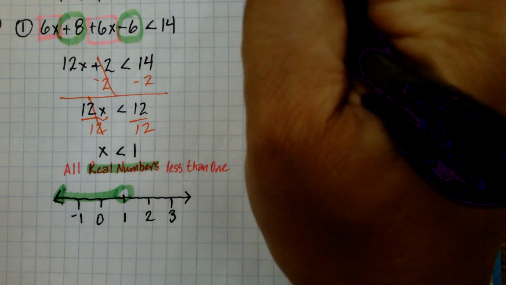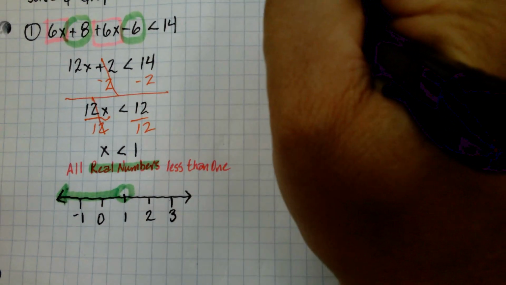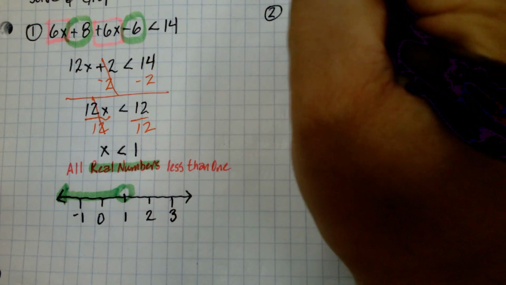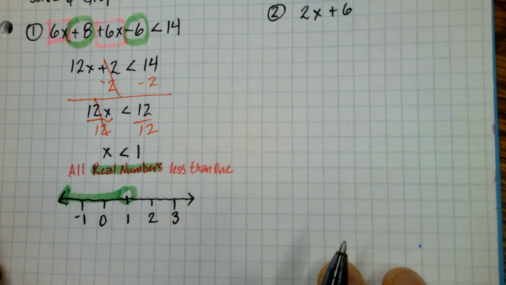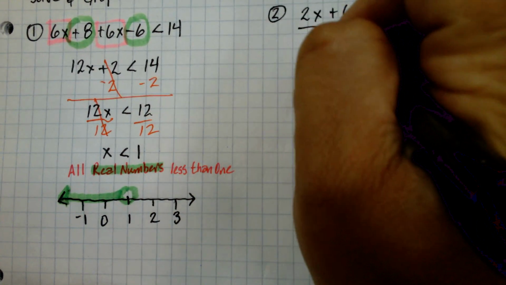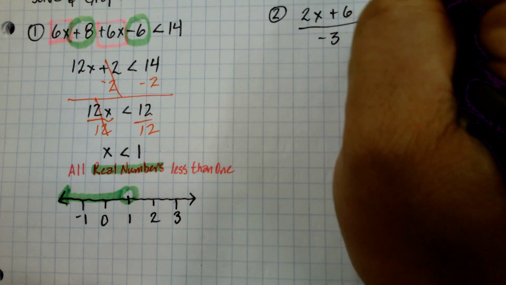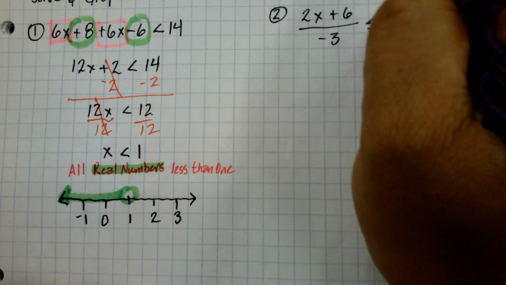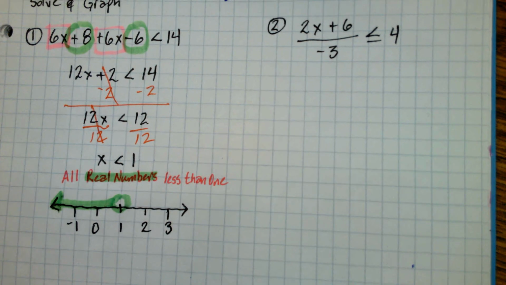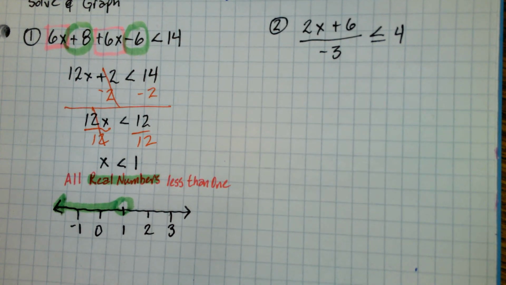All right, here we go. Next one. Number 2. Let's do 2x plus 6 divided by -3 is less than or equal to 4. Okay? Go ahead and write that one down.